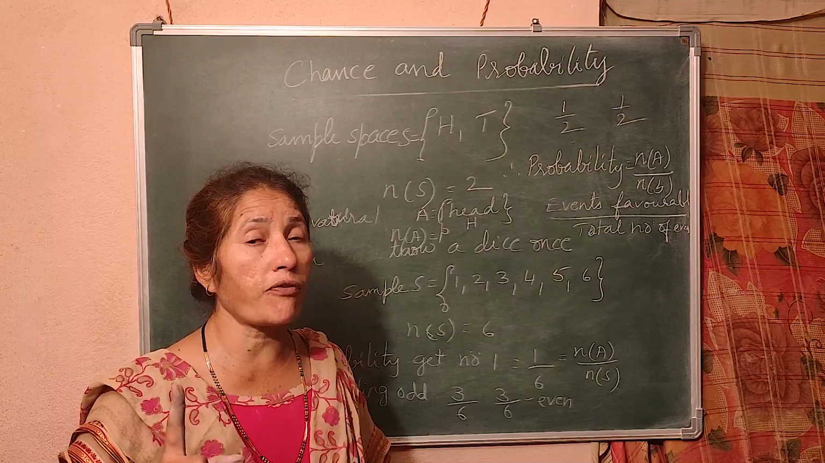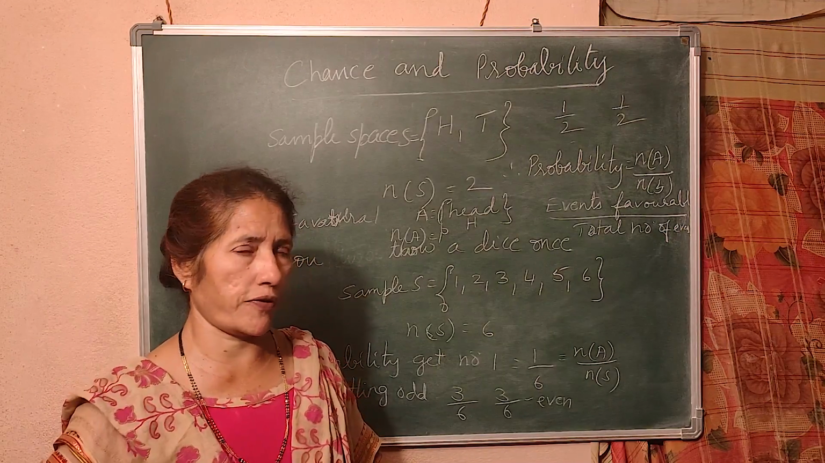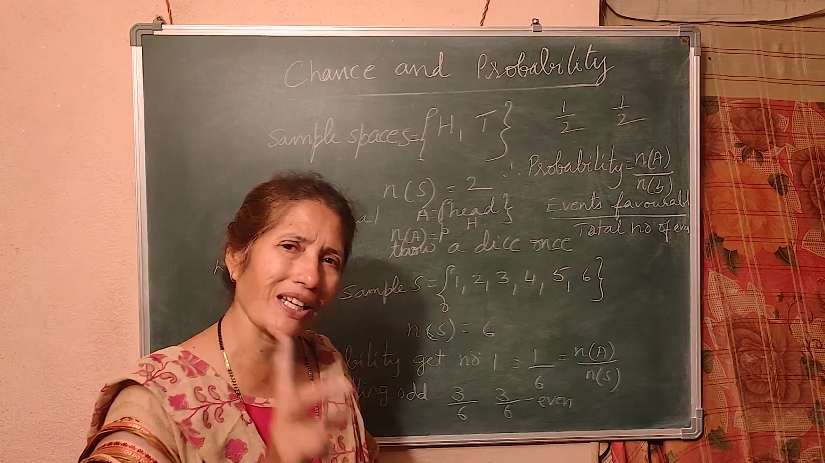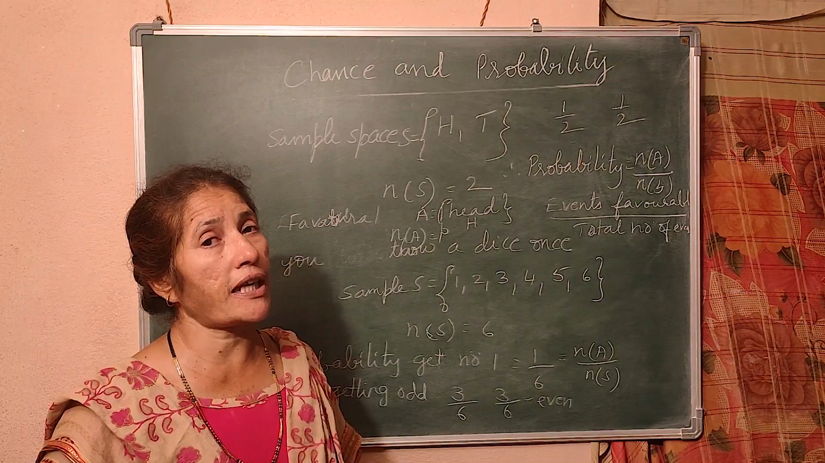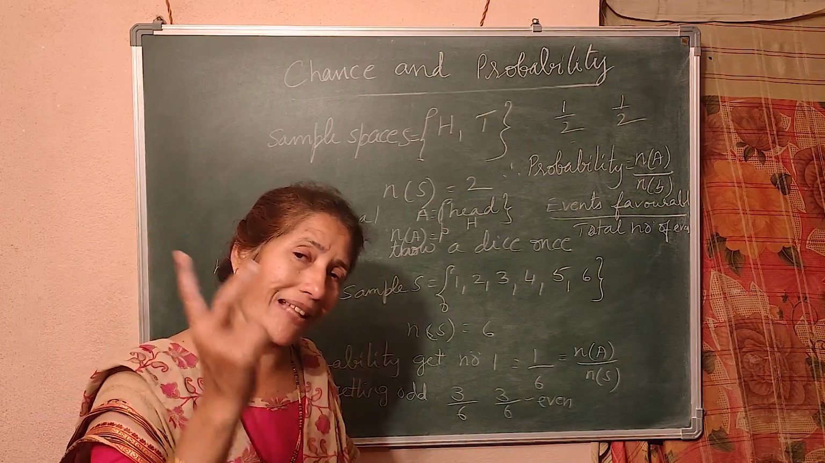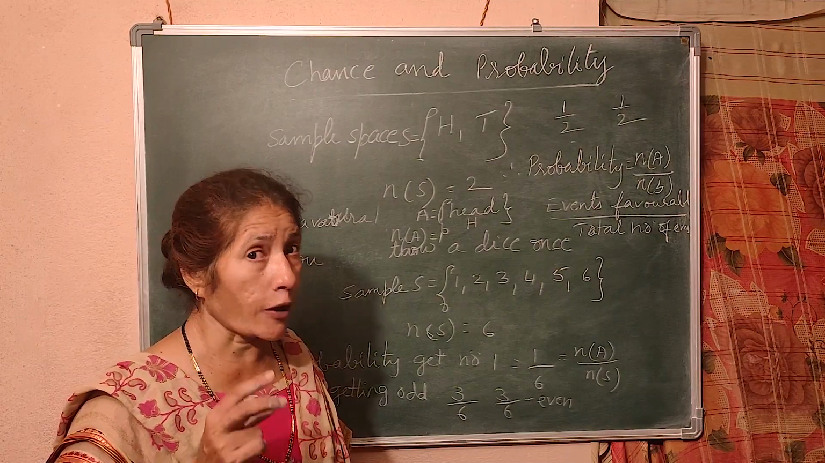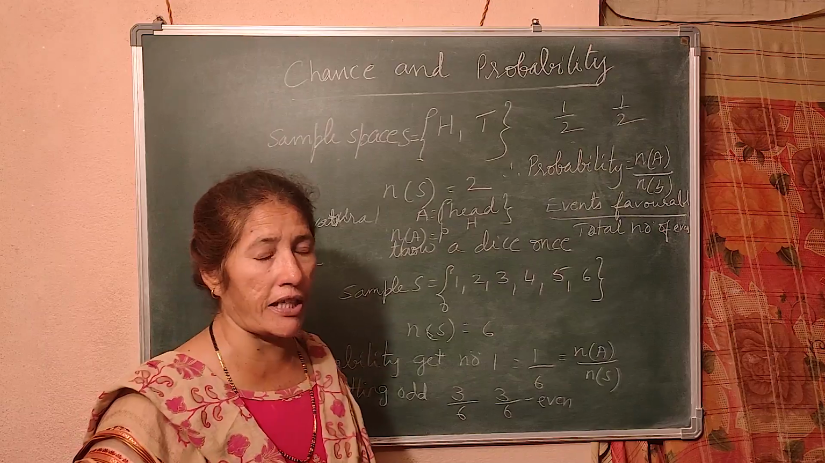What is the chance of getting odd numbers? 1, 3, 5. So 3 out of 6. What is the chance of getting even numbers? 3 chances. 3 out of 6. What is the probability of getting prime numbers? Again 3 chances: 2, 3 and 5. So 3 out of 6. I hope you understood the whole lesson of chance and probability.